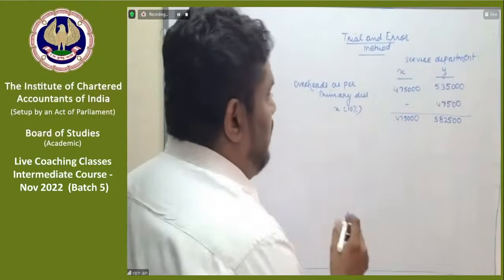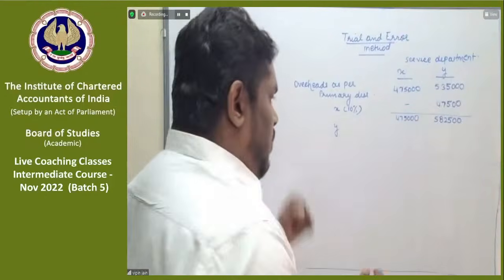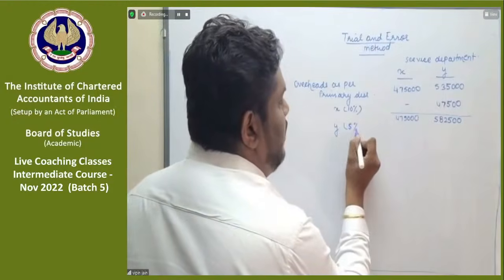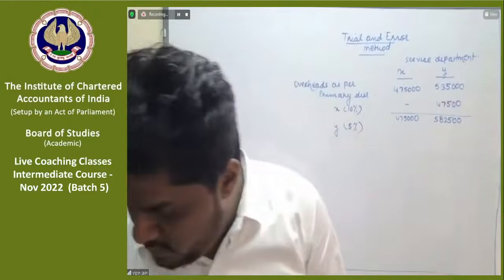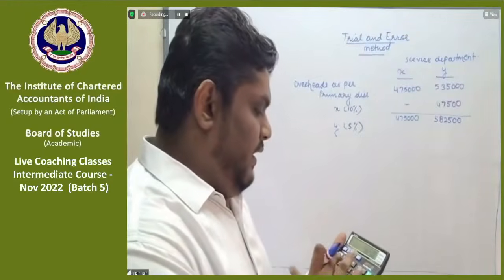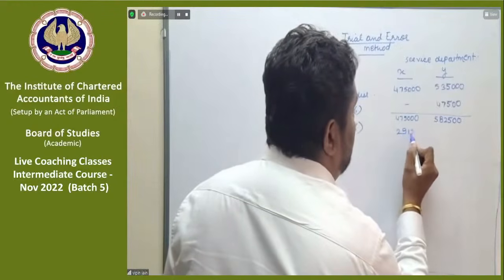Now let's distribute the total overheads of Y. Of Y, 5% belongs to X. It means what? 582,500 into 5%, that is 29,125 belongs to X.